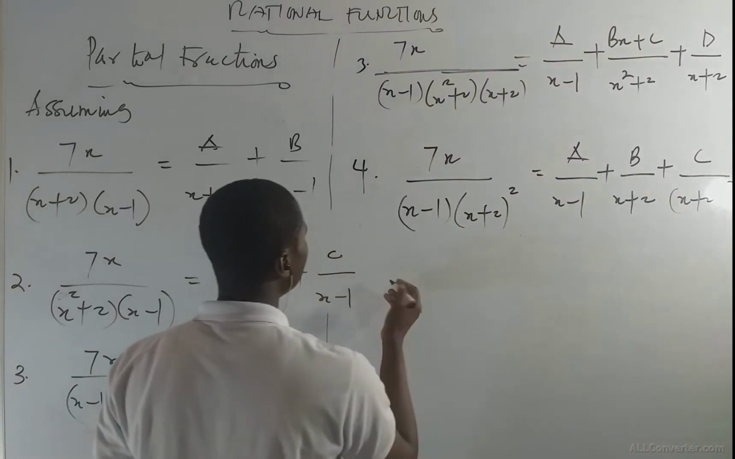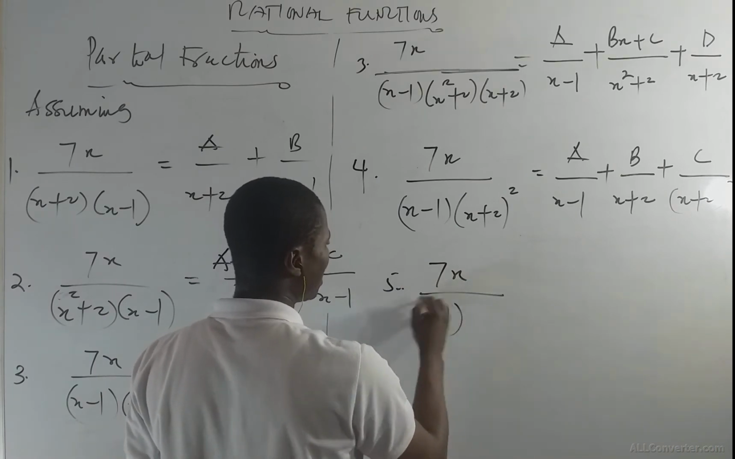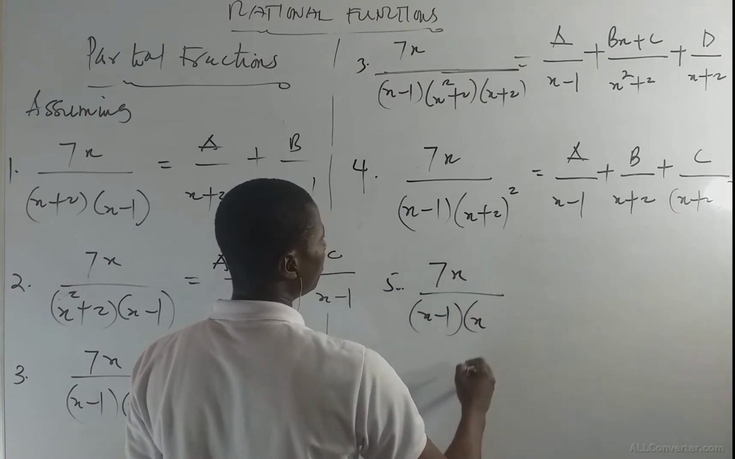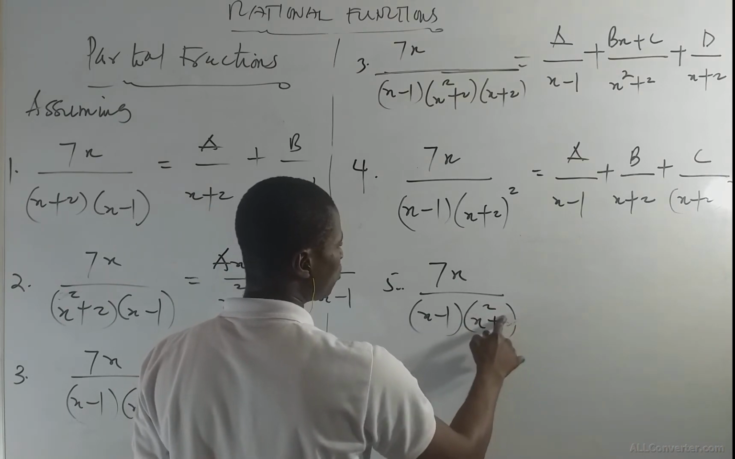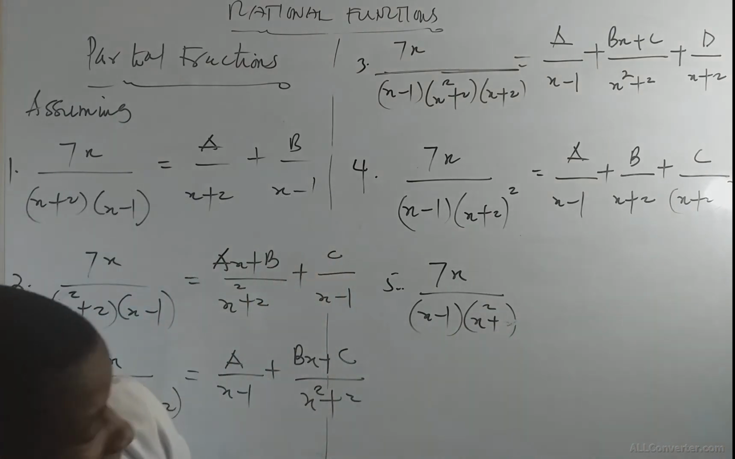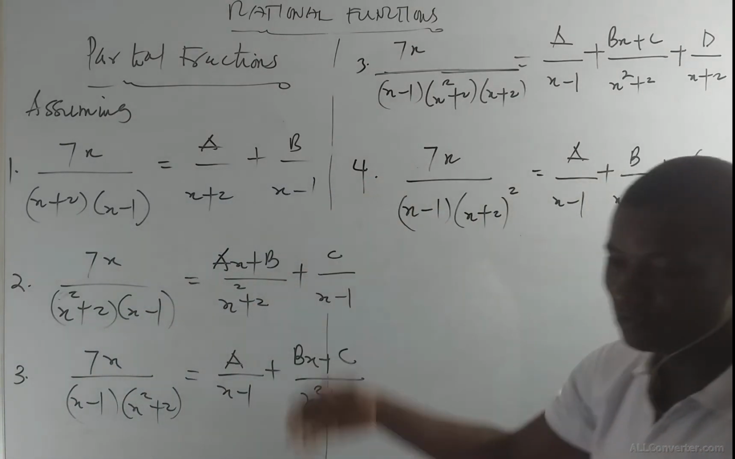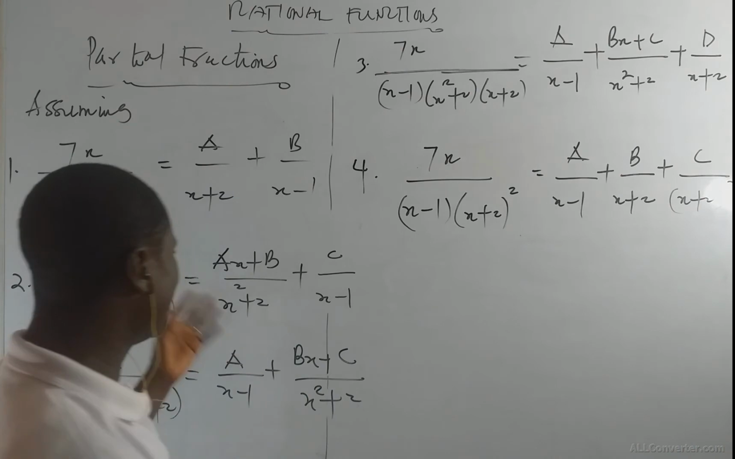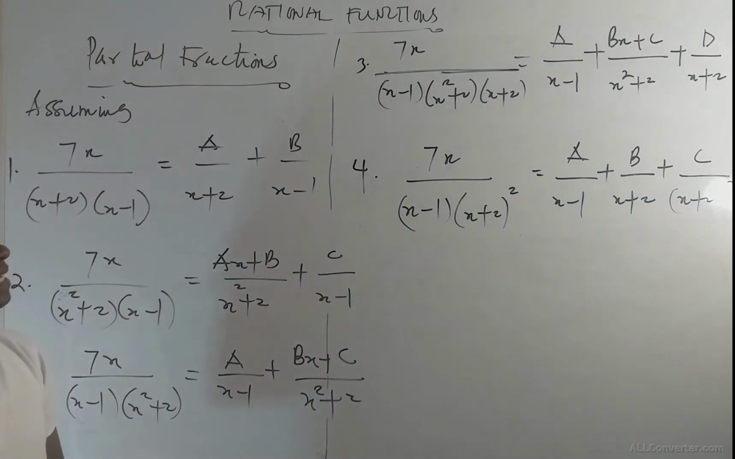And take note, this could have also been 7x over x minus 1, then we can also have x squared plus 2, x squared. I don't want to confuse you, so let me get this off. But take note, I want you to understand this. So we have the linear factor, we have the quadratic factor, we have the repeated factor. Then we will also look at the improper fraction.